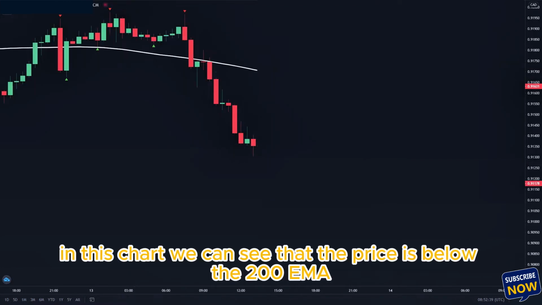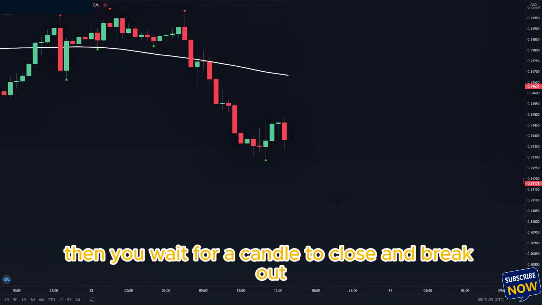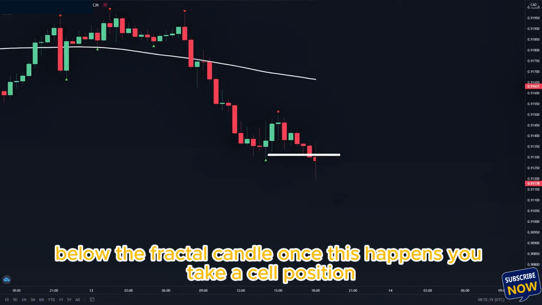In this chart, we can see that the price is below the 200 EMA. And so you want to look at the latest bottom fractal that appeared. Then, you wait for a candle to close and break out below the fractal candle. Once this happens, you take a sell position.